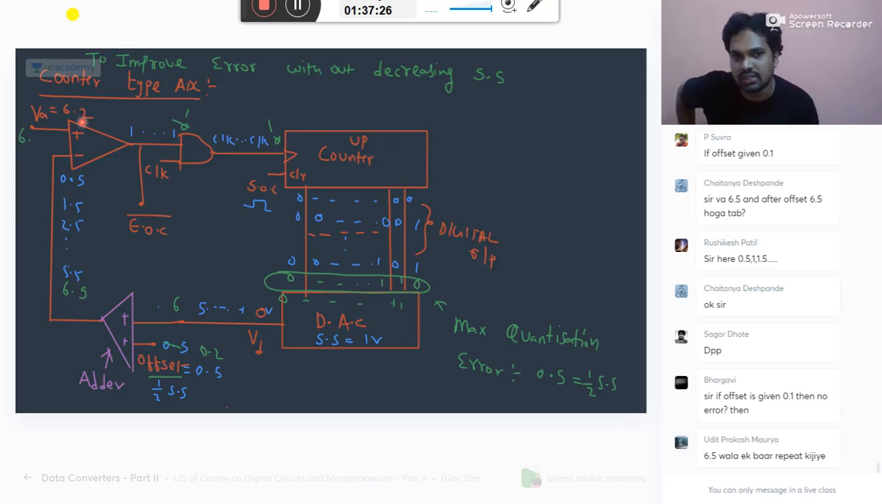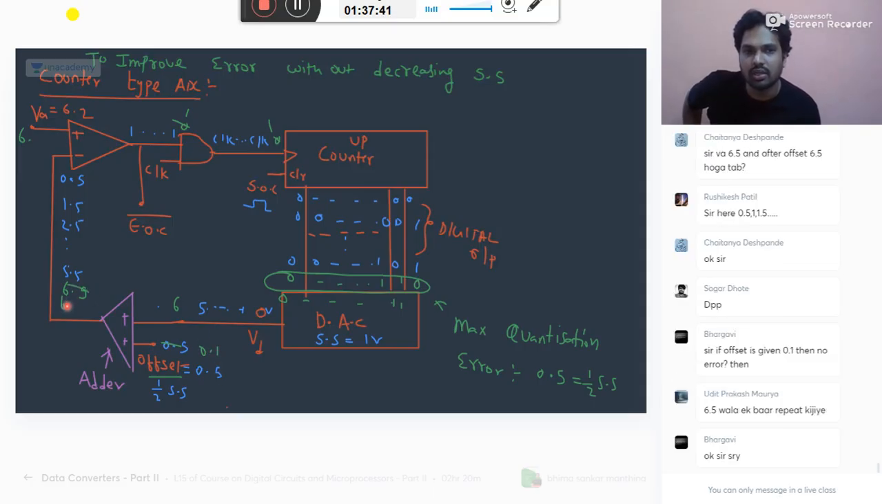Don't think of this input. Think for any input, it should work properly. Okay, if you take offset of 0.1, what is the advantage? 6.1 only. 6.2 is greater than 6.1, still clock will be 1. It will count 7 also.